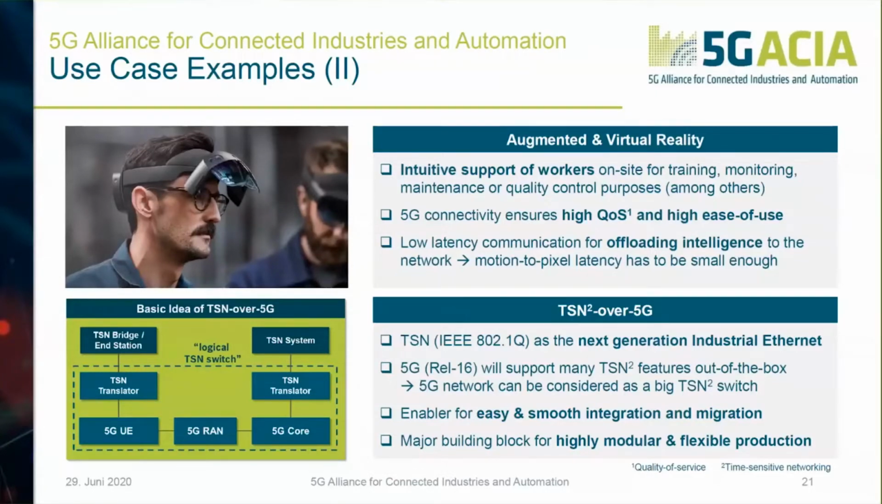And the nice thing is that 3GPP has picked up these developments and basic or many TSN features will be supported by a 5G network starting from release 16 out of the box. That means we have a 5G system with a user equipment, the radio access network, and the core network. Then 3GPP specifies basically these translator units here, components here. And then to the outside world, the whole 5G system appears like a logical TSN switch.